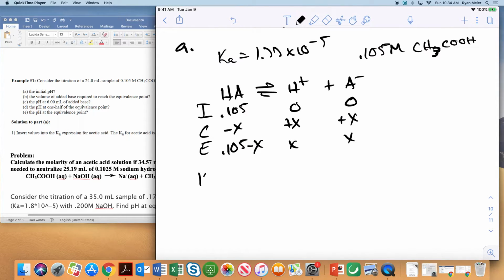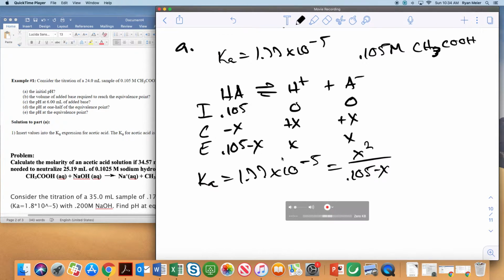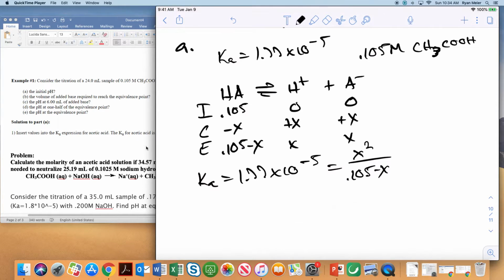Right, so that's going to give me Ka of 1.77 times 10 to the minus 5 equal to X squared over 0.105 minus X. Well, remember, I said 3 powers of 10 is the cutoff. This is really 10 to the minus 1. This is 10 to the minus 5. It's 4 powers of 10. X is small should still work. So I can use the X is small approximation to ignore that minus X. Again, make my math a lot easier for myself.